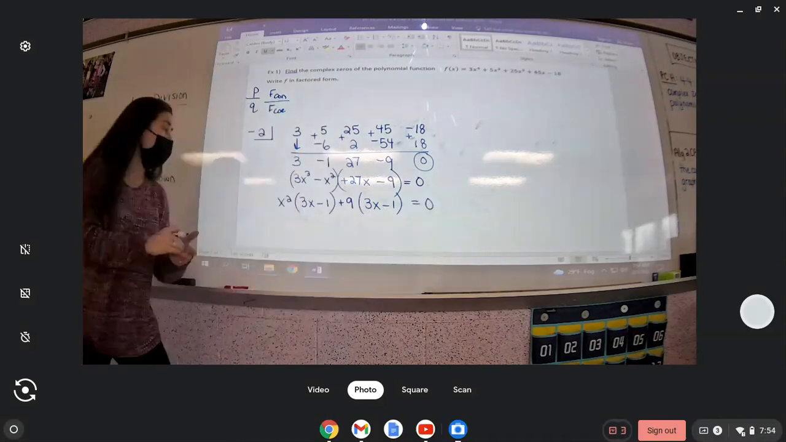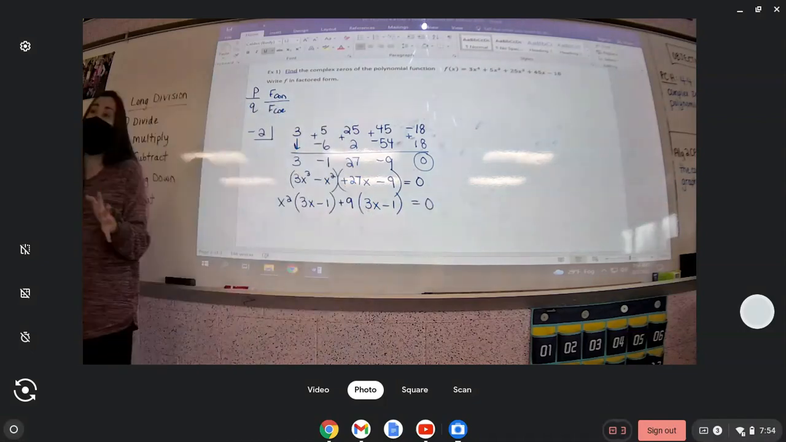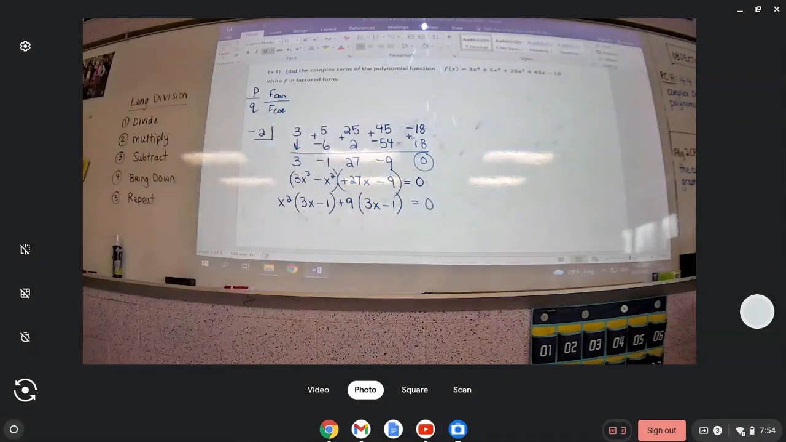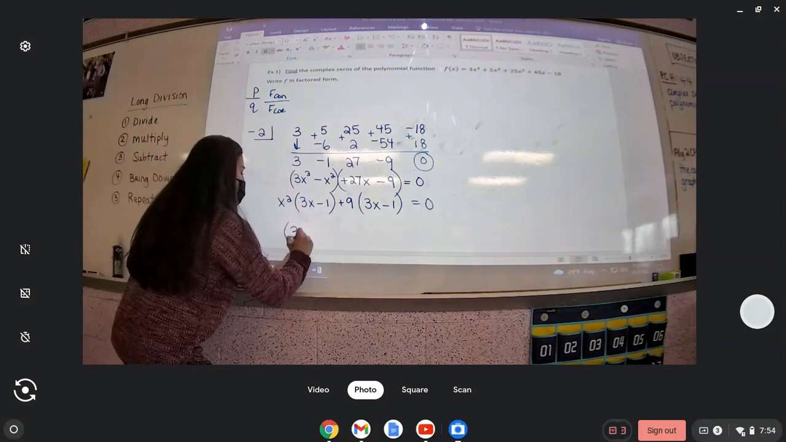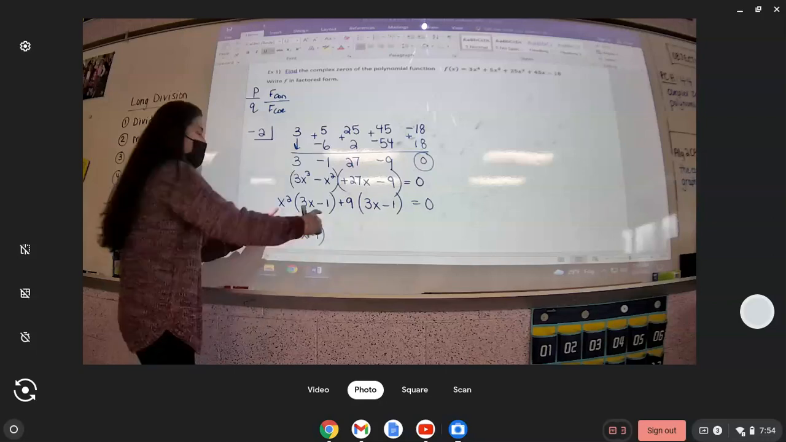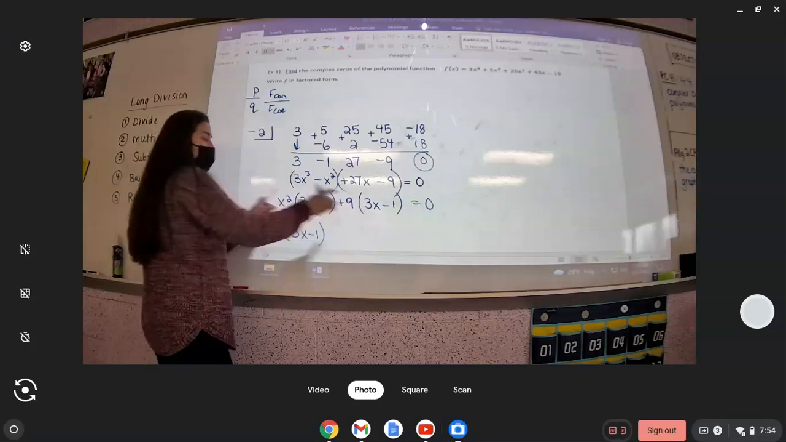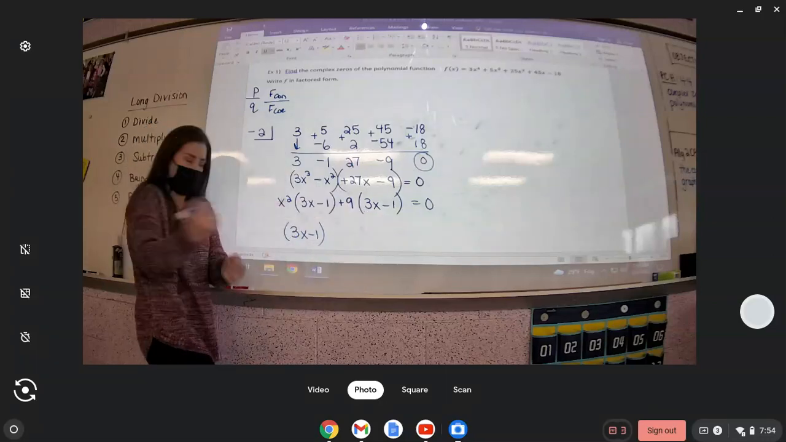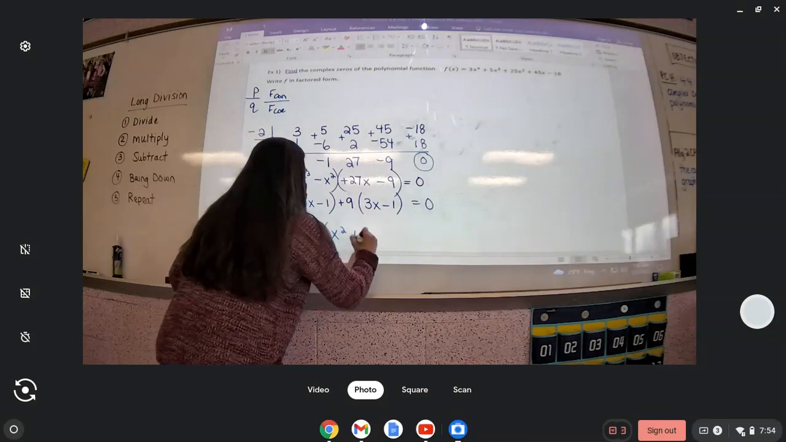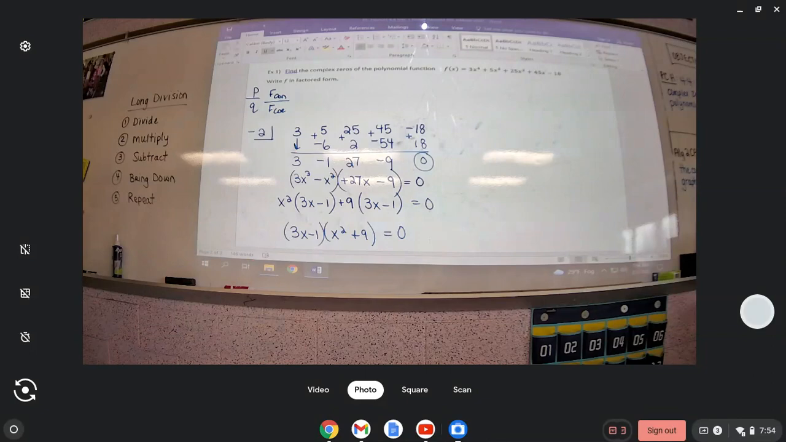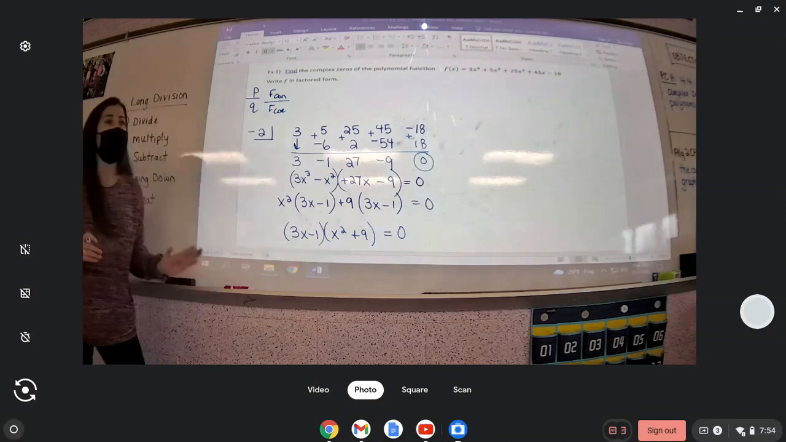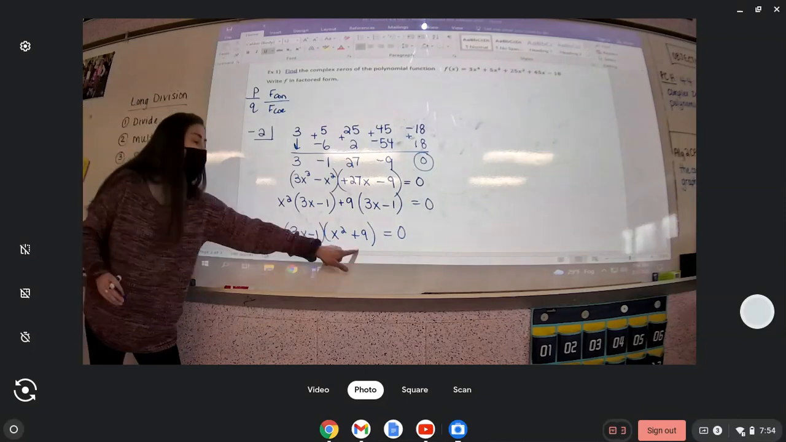So guys, it worked. You ended up with that common factor, so factor by grouping worked. So if you take the common factor out, you are left with 3x minus 1, and then who else is left if you take them out? X squared plus 9. And now you can set those 2 factors equal to 0 and find your remaining 3 zeros. He'll get you 1, he'll get you 2.